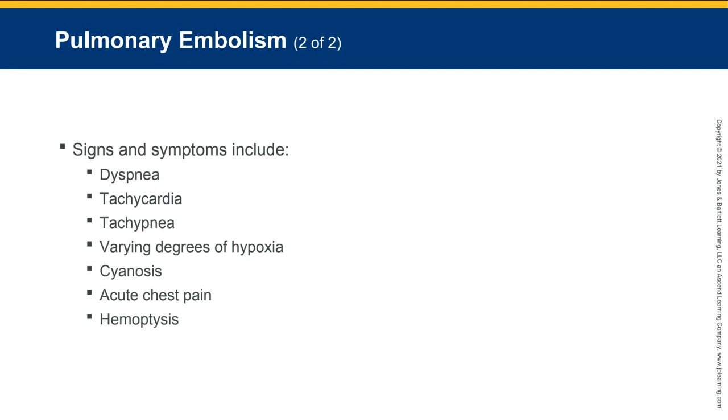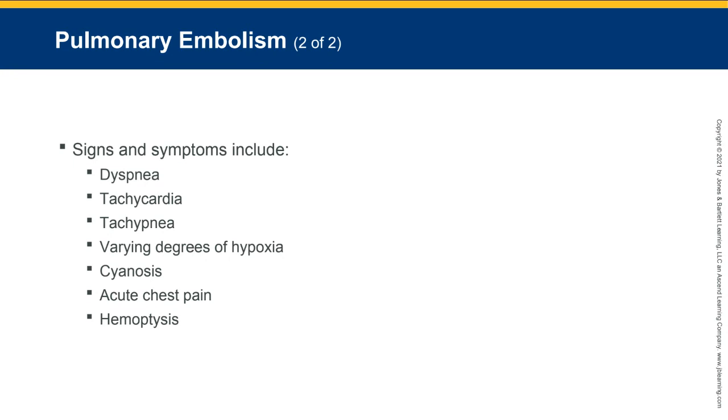Now, signs and symptoms include dyspnea, that's difficulty breathing, tachycardia, tachypnea, varying degrees of hypoxia. They will have cyanosis, bluish discoloration of the skin. And you're going to look at the lips, you're going to look at the palms, the mucous membranes. And this cyanosis may not improve even after you have given the patient oxygen.